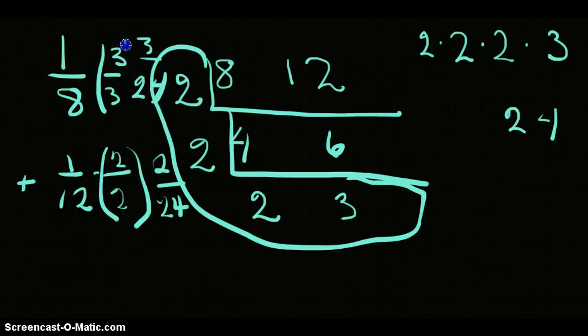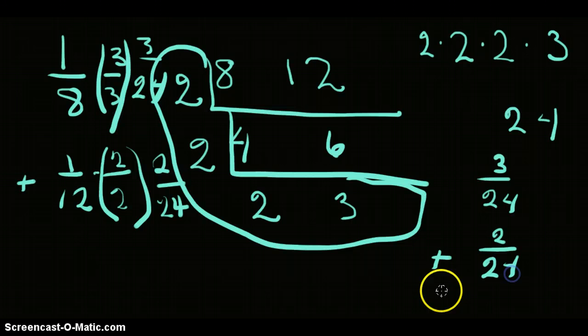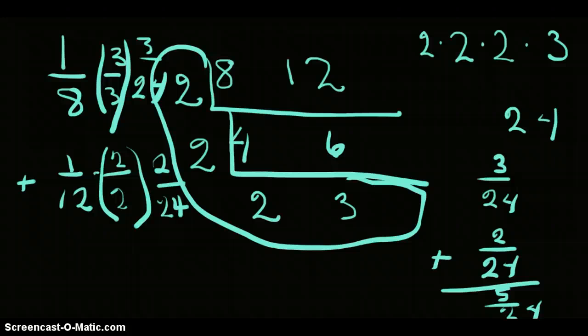Boy, I'm on top of myself here, aren't I? So we then can add together 3 24ths plus 2 24ths and get 5 24ths. And that's as low as that fraction will go. That's just kind of one more method that you can use for finding that lowest common multiple or your lowest common denominator.